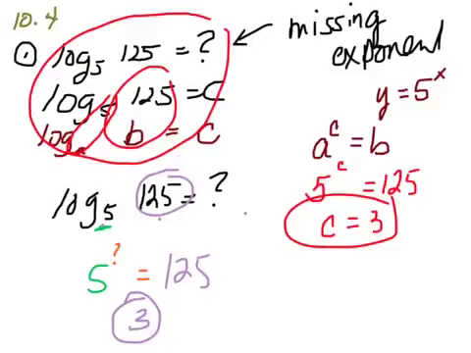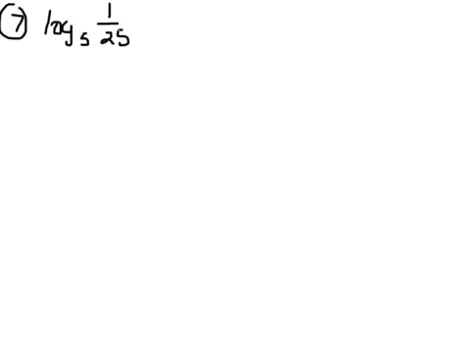Let's look at some more. Okay, number 7 says log 5 of 1/25 equals C. I'm going to put a C here because we know that we want the missing exponent. The quick way to do it is to say this little base 5 to the power of the C, the missing exponent, gives me that number 1 over 25 in the middle. Or I could label it.